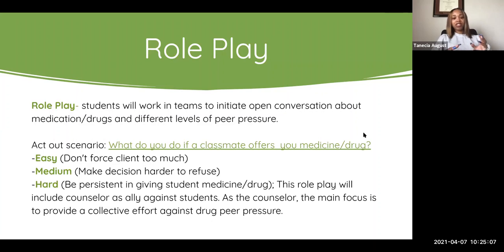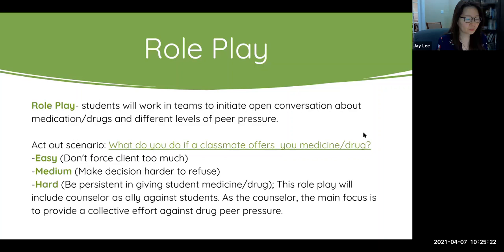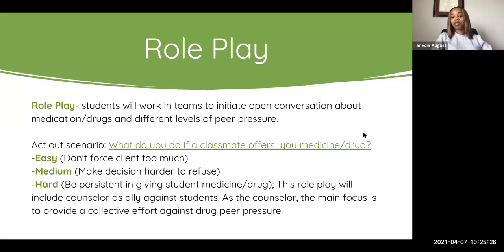We'll do this activity with the children and have them go against each other. And of course, the counselor, teacher, or facilitator will also be there to be an ally against the other students who are trying to present the drugs and medication, as I did to Dr. J. So, any questions so far?